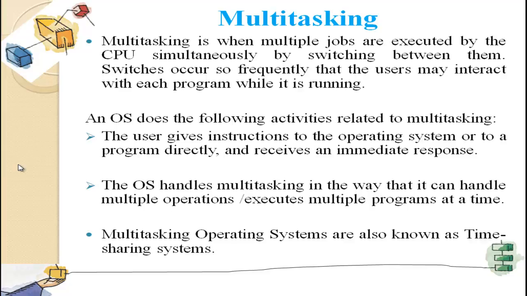Nowadays we are all using Android phones. These are multitasking phones. Multitask means we can do a number of jobs at the same time. You are listening to music, at the same time you are chatting with a friend on Facebook, and at the same time you are chatting with another friend on WhatsApp. So you are doing multiple jobs on a single processor.